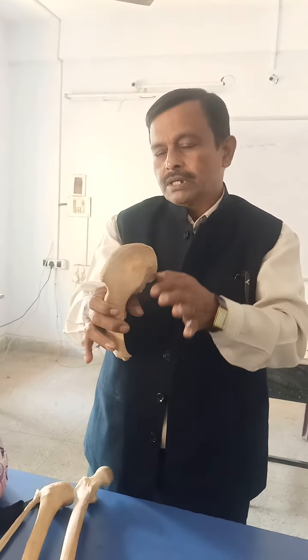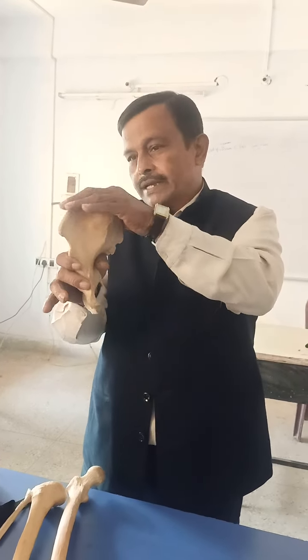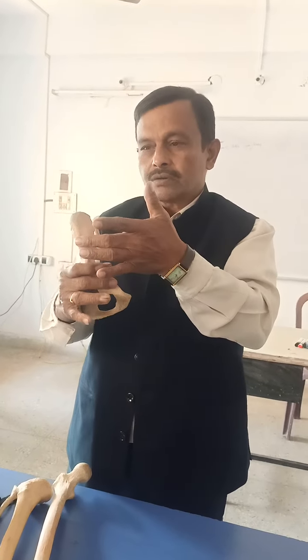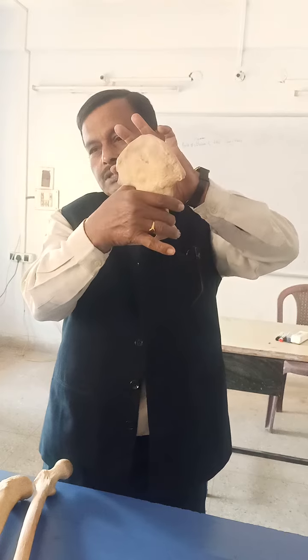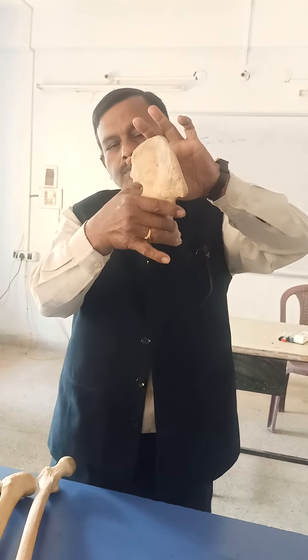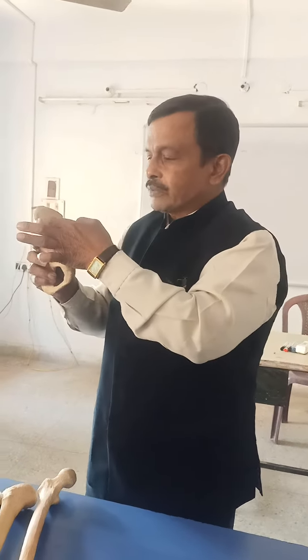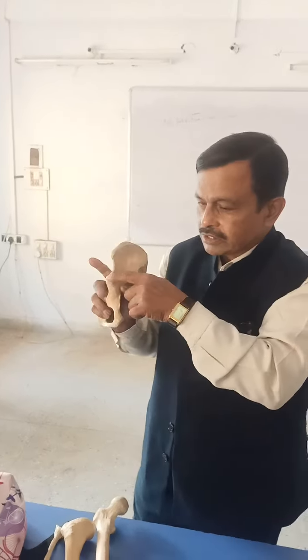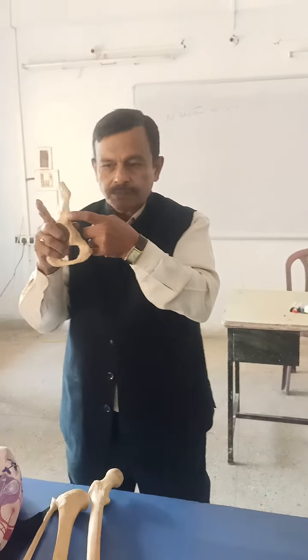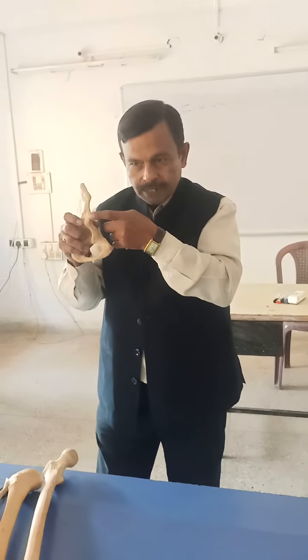Now the ilium has an upper border known as the iliac crest, an anterior end known as the anterior superior iliac spine, and a posterior end known as the posterior superior iliac spine. Below that, about 2 inches below, this projected portion is known as the posterior inferior iliac spine. Below the anterior superior spine there is a notch, and below the notch this projected portion is known as the anterior inferior iliac spine.